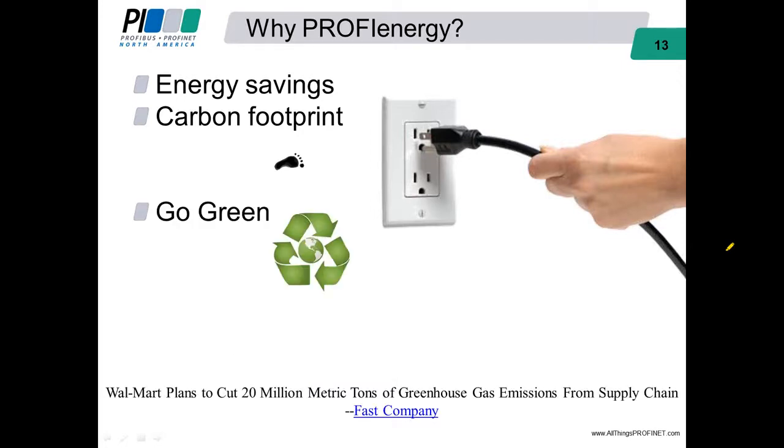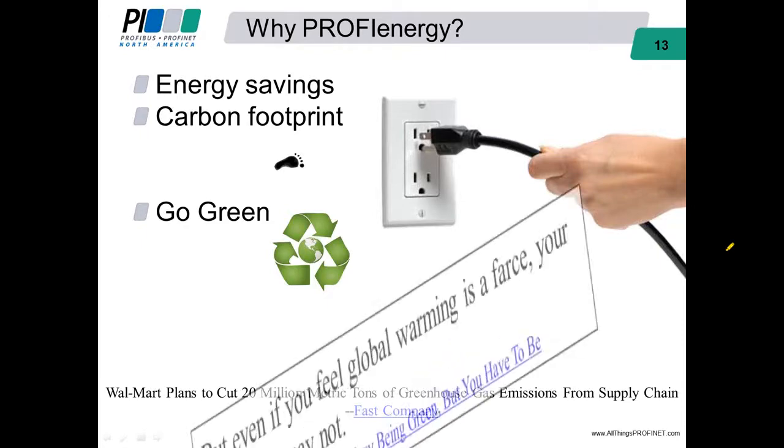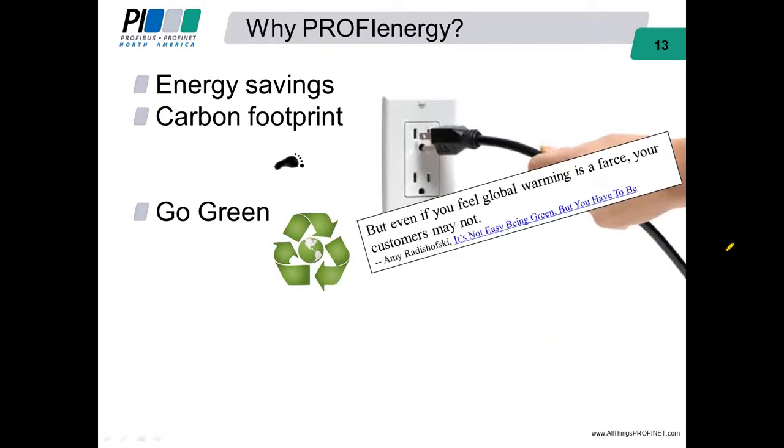We're supposed to go green. An example, Walmart plans to cut 20 million metric tons of greenhouse gas emissions from the supply chain. If you supply to Walmart, that means you are part of that supply chain. But even if you feel global warming is a farce, your customer may not. And I think that's kind of the key point here.